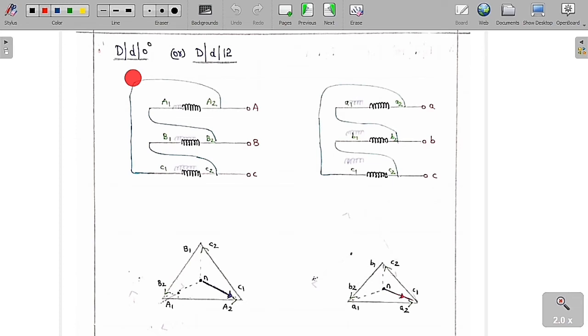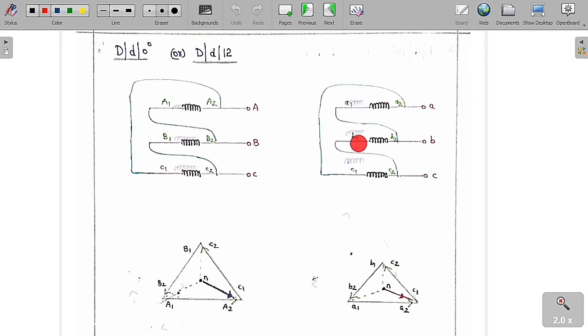So now we are going to discuss another connection, delta. In that we are going to discuss the 0 degree, which is also called 12 o'clock. So now I have already told you A1, A2, B1, B2, C1, C2. Then A1 we are going to connect to B2, B1 we are going to connect to C2 and C1 we are going to connect to A2. So this point we are going to take as A, this point as B and this point as C.